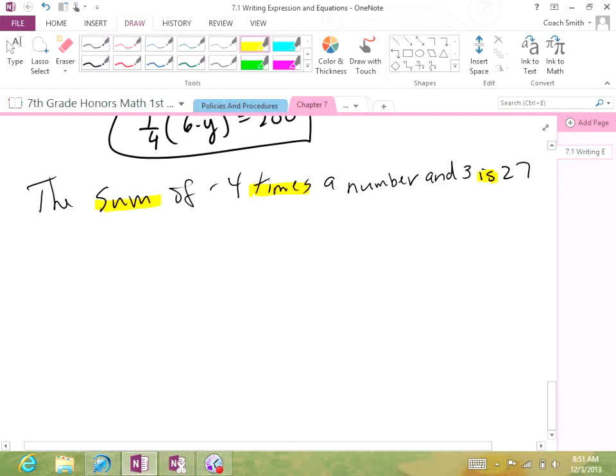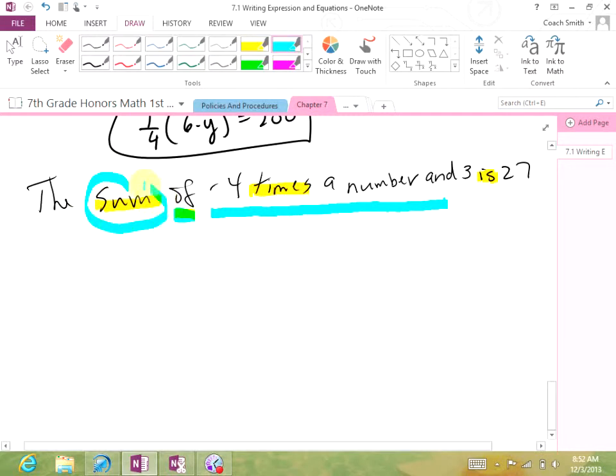Okay? So we have two mathematical operations in there. The sum, which means to add, and times, which means to multiply. Okay? So it says the sum of this whole thing. Okay, that's what they mean when they say the sum. The sum of this expression right there. How do I write -4 times a number and 3?